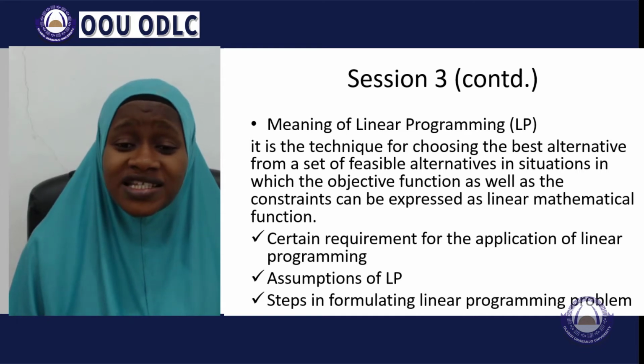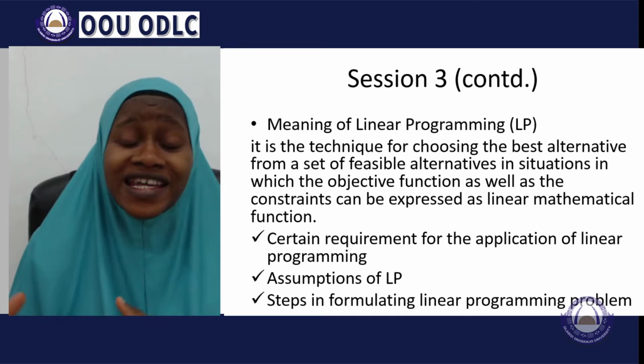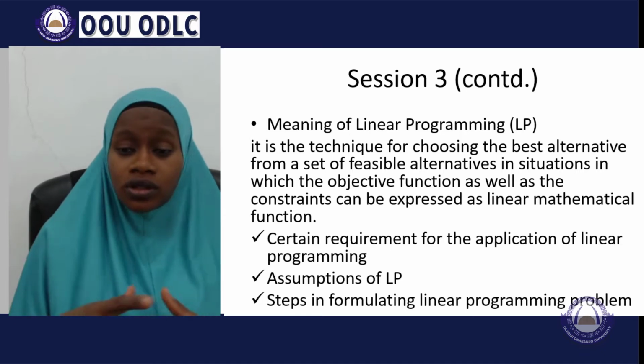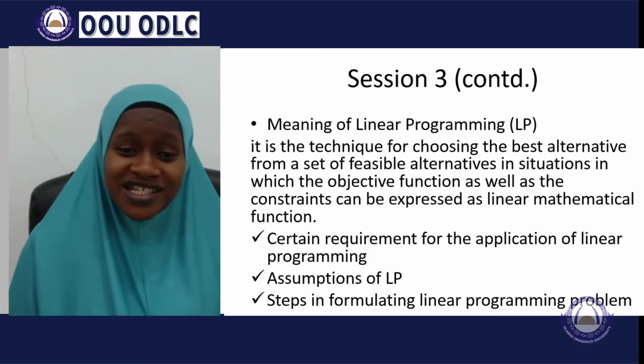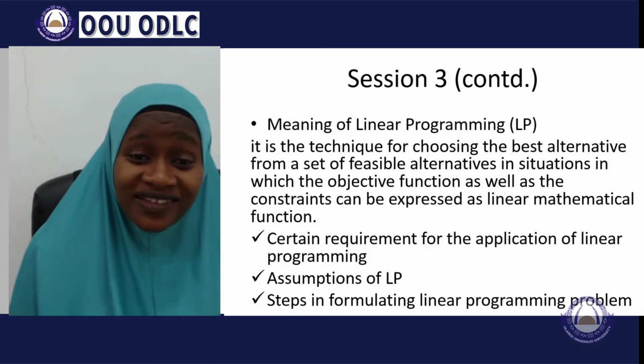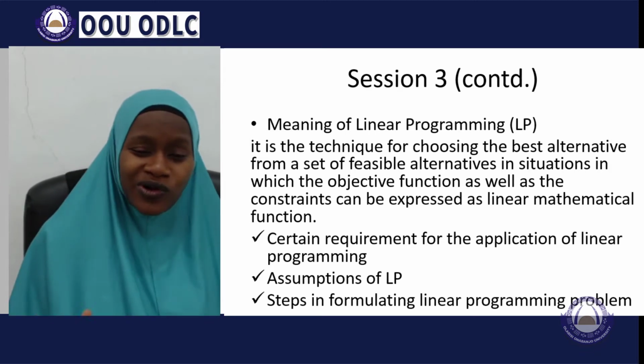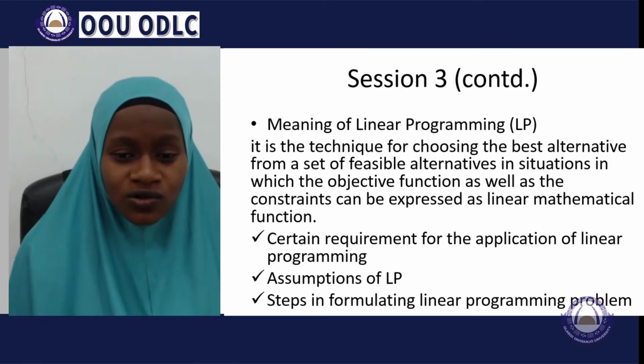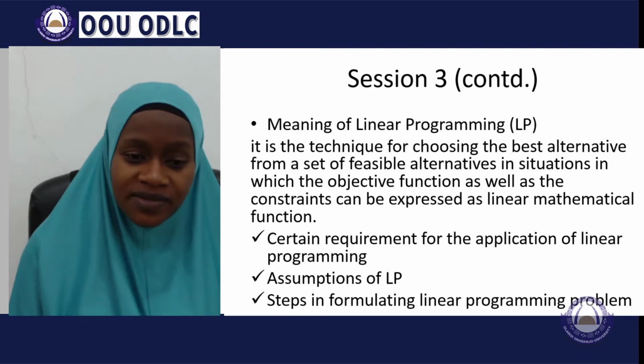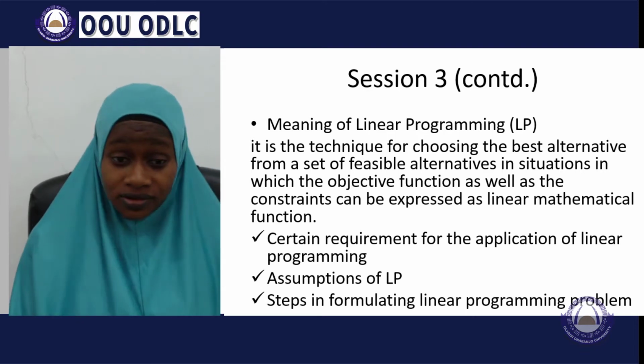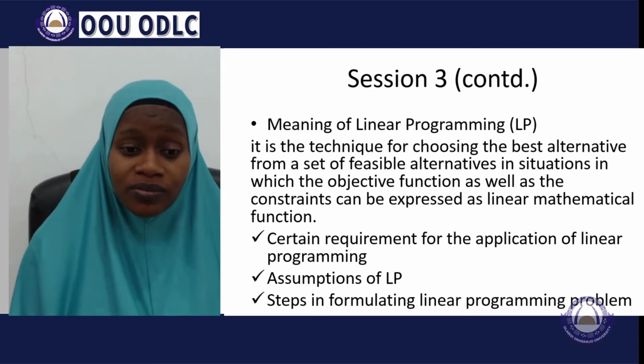So the alternatives are what? Feasible, finite alternatives. Then mono objective: you can only achieve one objective at a time when you're applying linear programming. Is it that you are minimizing, or you are maximizing? So that's that on the assumptions of linear programming problems.